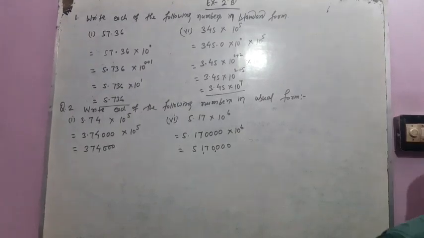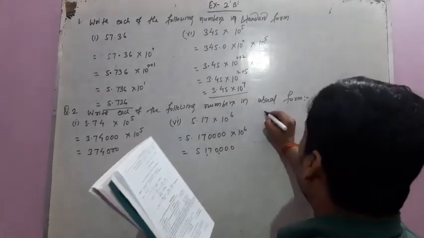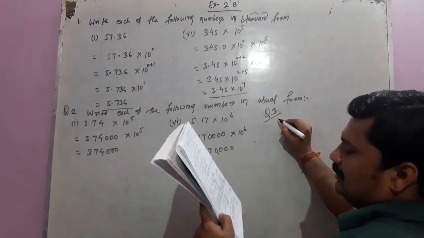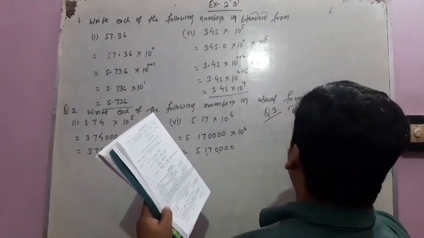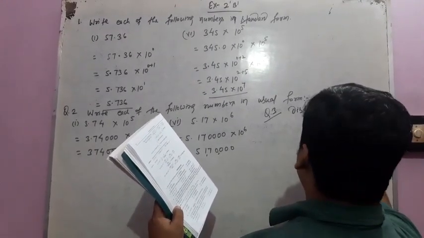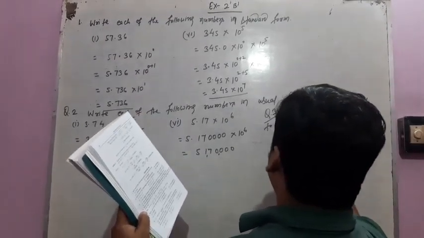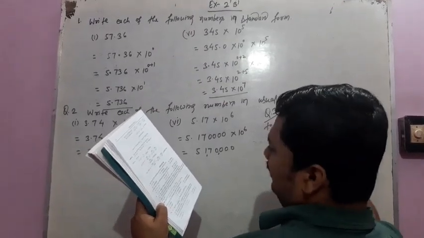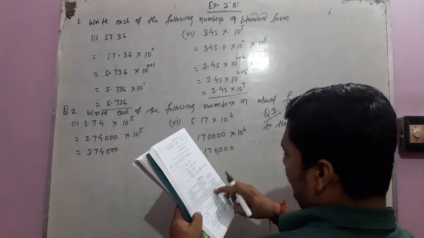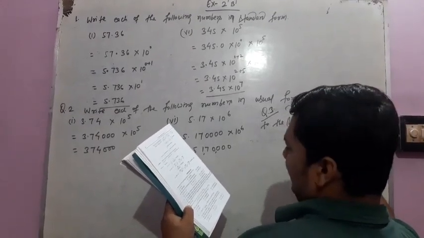Now, question number 3. We have to express the given numbers in standard form. Suppose, in the third question, the distance from the Earth to the Sun is given here as 1496 and the number of zeros is here 8: 1 2 3 4 5 6 7 8 zeros. 1496 and 8 zeros.